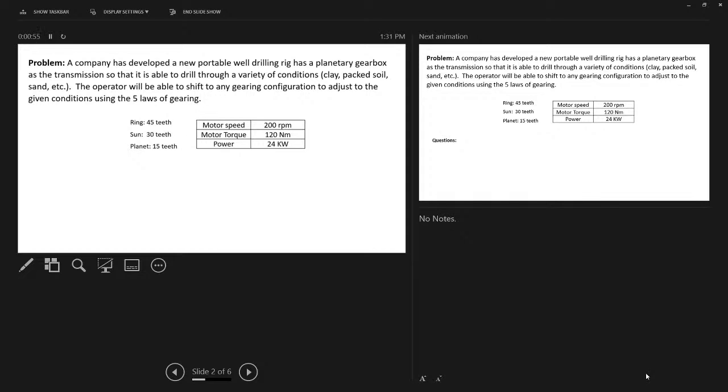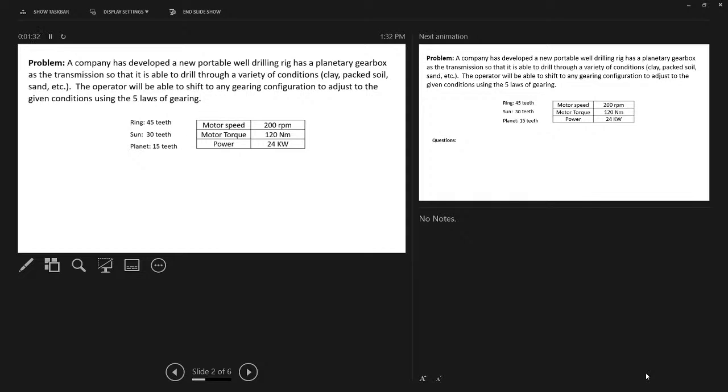So a company has developed a new portable well drilling rig and has a planetary gearbox as a transmission, right? So it's able to drill through a variety of conditions. So that means clay, really packed soil, sand, whatever type of conditions you might find as you go through several layers of soil in order to get to the fresh water. All right, so the operator will be able to shift to any gearing configuration to adjust to the given conditions using the 5 laws of gearing.